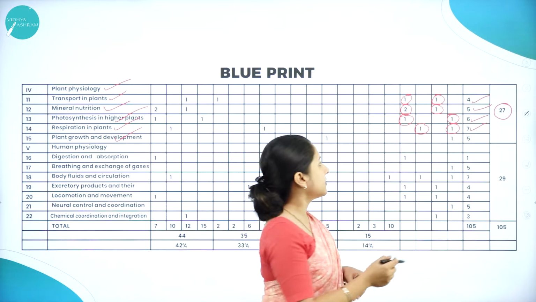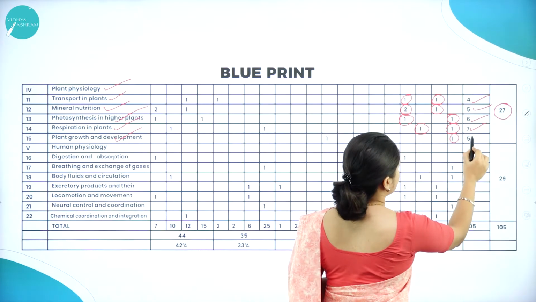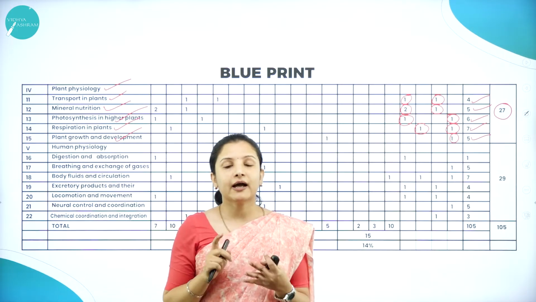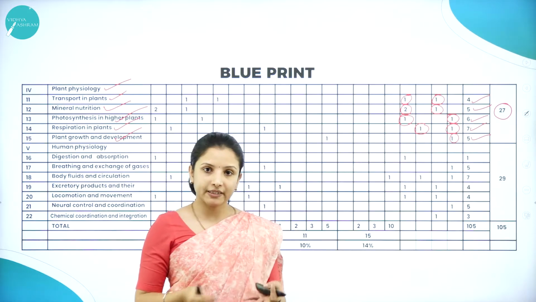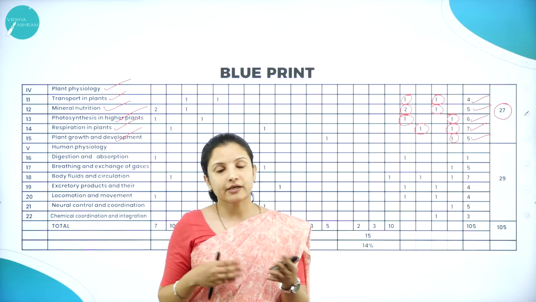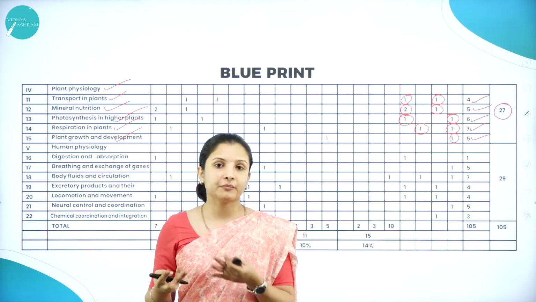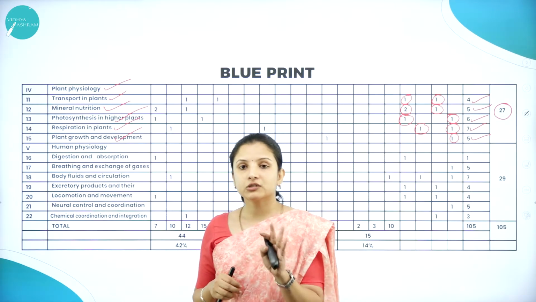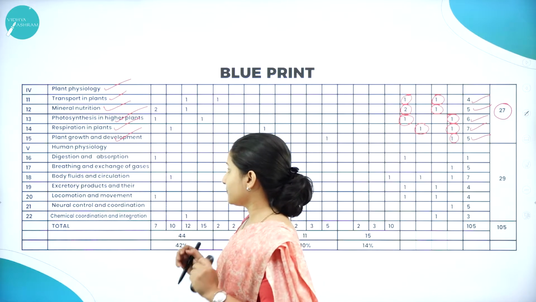Next, plant growth and development. Only 1 question will be asked for 5 marks. Again here, as I told you, they may split and ask like 1, 1, 2 and 2. They may split 3 and 2. They may split 2, 2 and 1. So concentrating on everything is very, very important.